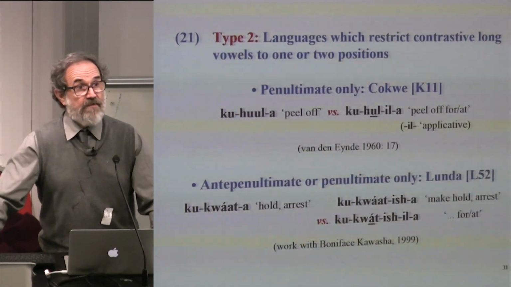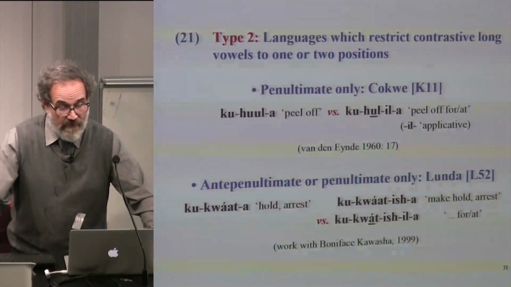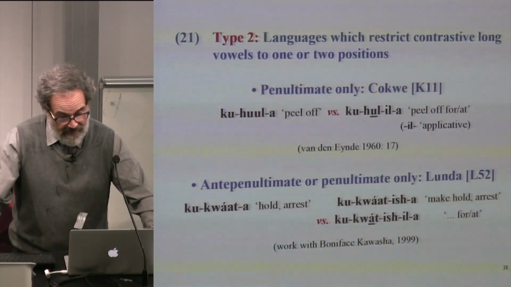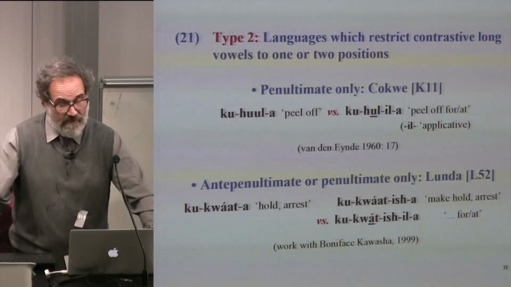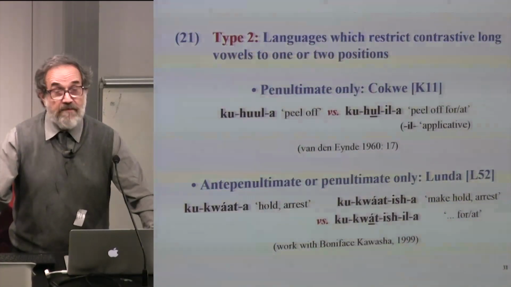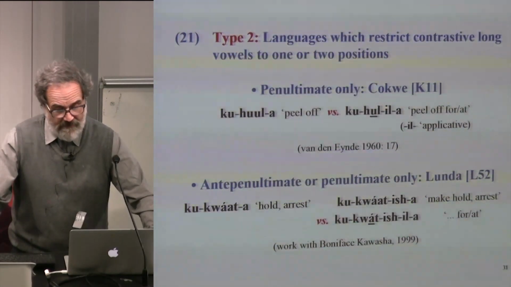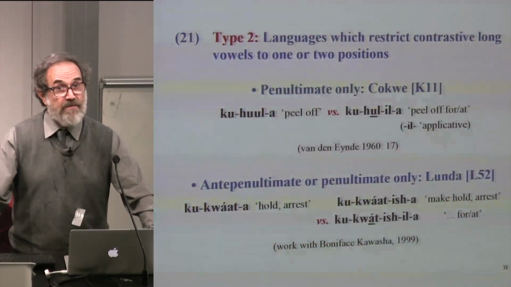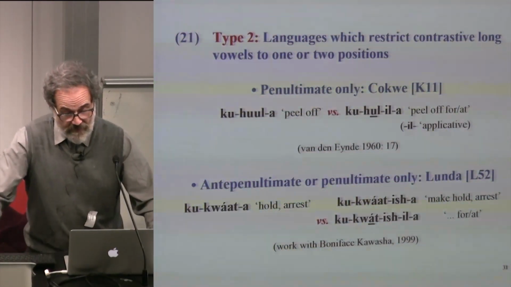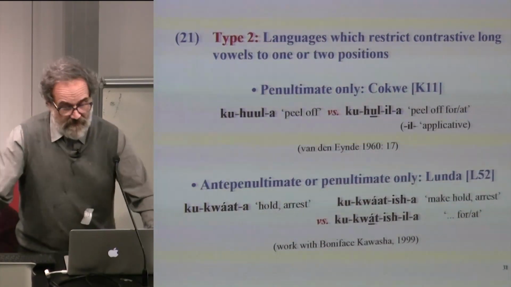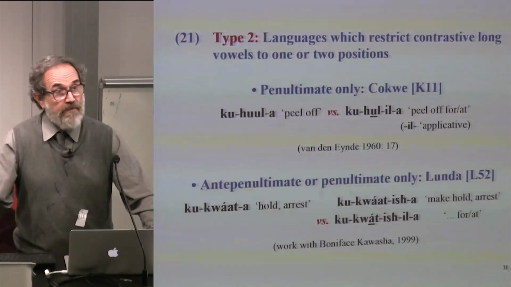When I add the applicative suffix il, it's now anti-penultimate, so the vowel has to shorten. In the second set of examples, from Lunda, kukwata is to hold or to arrest. When I add one suffix, the causative, kukwatisha, the qua is now anti-penultimate, but that's okay in this language. It's allowed to surface there. The ish is the causative, so the first form there is fine. But when I add another suffix, the applicative il, you get kukwatishila. So the vowel now has to shorten because it's in pre-anti-penultimate position.